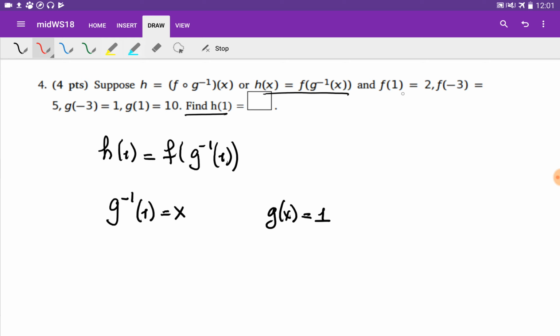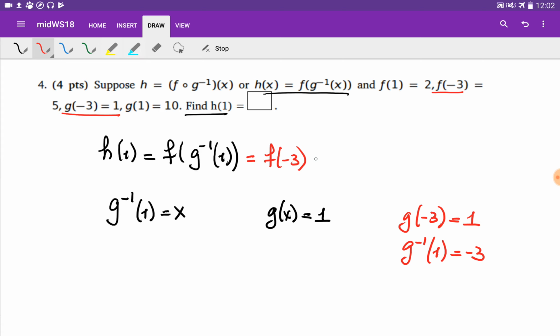Then I need to go through the values which are given. So at which value of x is g of x equal to 1? It is here, right? So g of minus 3 is going to be equal to 1. That is why g inverse at 1 is going to be equal to minus 3. So it appears this is the same as evaluating f at minus 3. If I would like to evaluate f at minus 3, I need to go to the given values again. So f of minus 3 is going to be equal to 5. So the answer for this problem is simply 5.